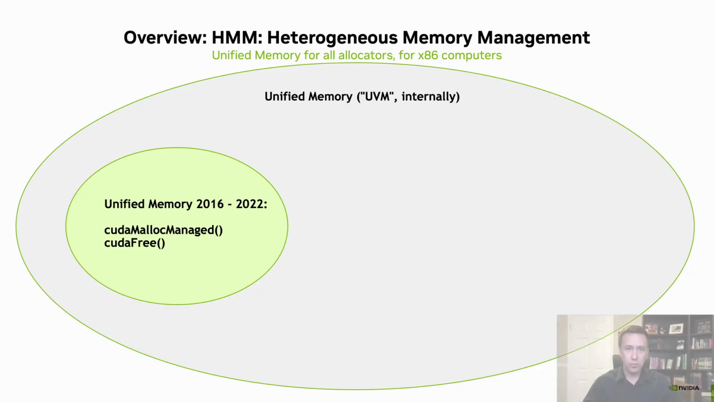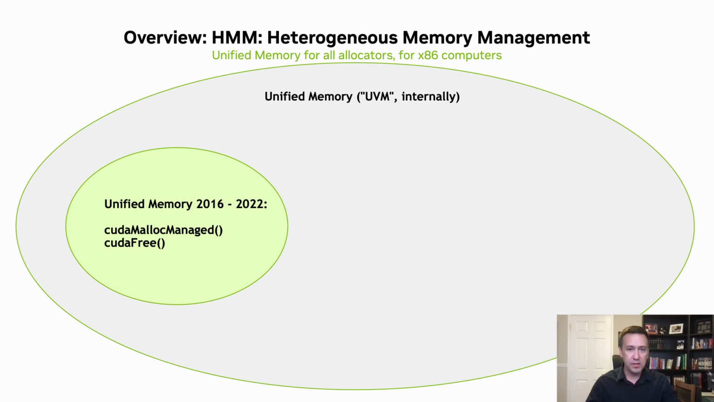Now, I'll start with a feature that you may be familiar with from just computer science courses and background, or from seeing it in the Linux kernel. It's something called heterogeneous memory management. And what that is, is a kind of unified memory that works with all kinds of allocators. Now, unified memory, if you're not familiar with it, is not new. It's been around for a long time.